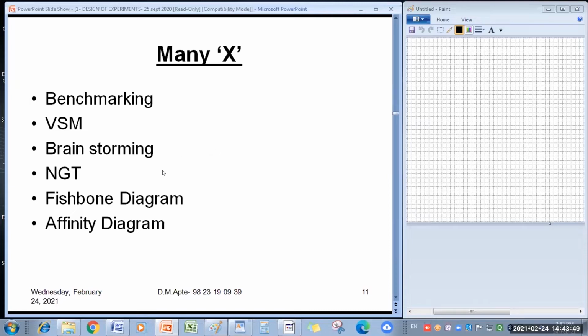Okay, I have already told you brainstorming, NGT, and the fishbone diagram. The fishbone diagram is also called the Ishikawa diagram. I believe you know this. This diagram is also called the cause and effect diagram. We are going to learn DOE today. However, to reach the DOE level, you must have all these tools with you. You must have done these tools. Then we can move to DOE.